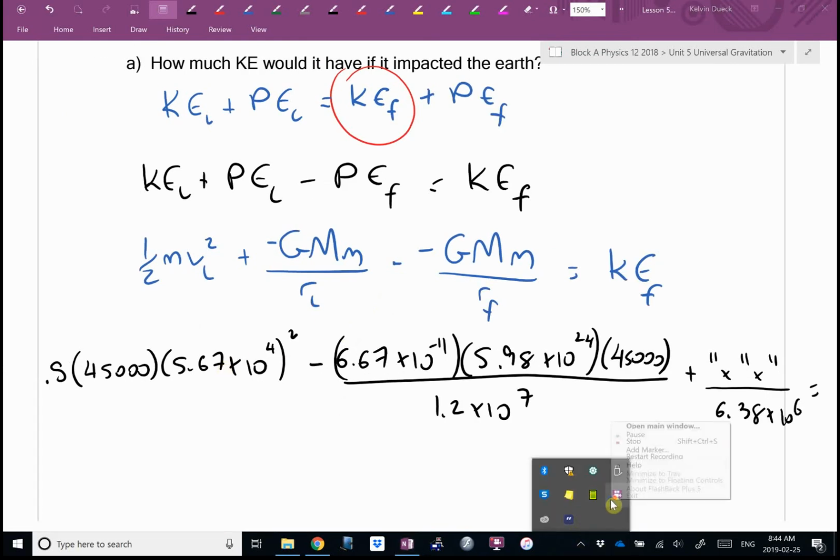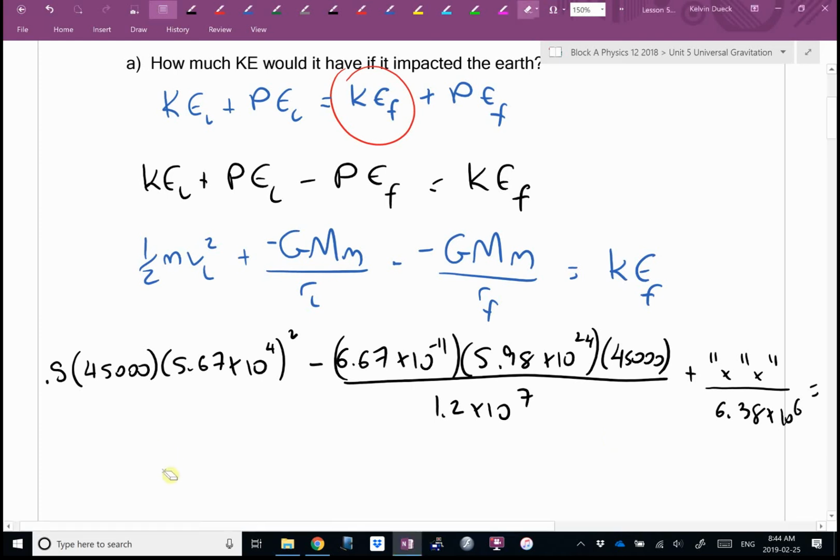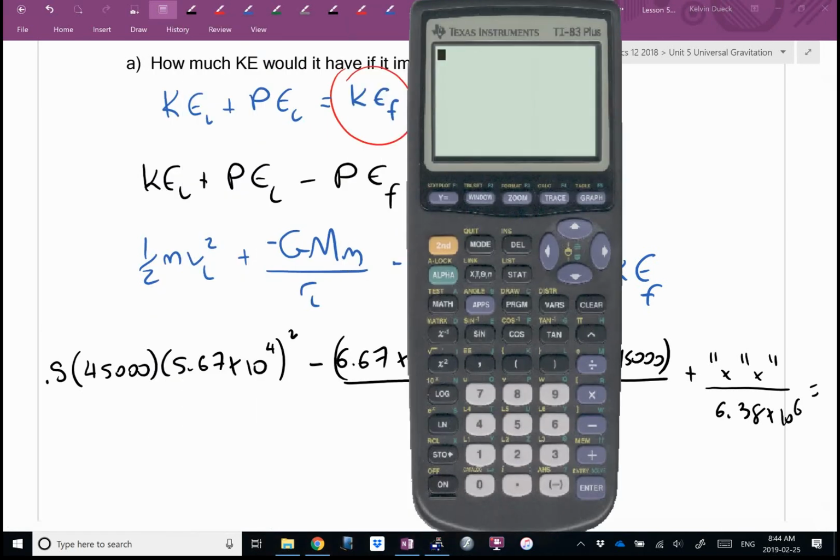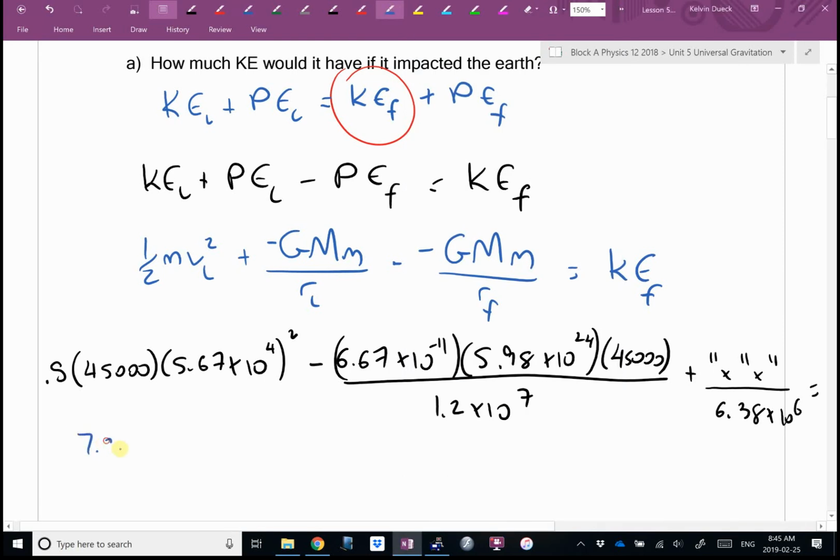Pause the video for a second. I'm going to do each one of these to about 5 or 6 sig figs, I think, individually. There's no way I'm going to try typing this in one fell swoop. Way too much room for a typo. A half M V squared. 7.2335 is a good place to round off, times 10 to the 13th.